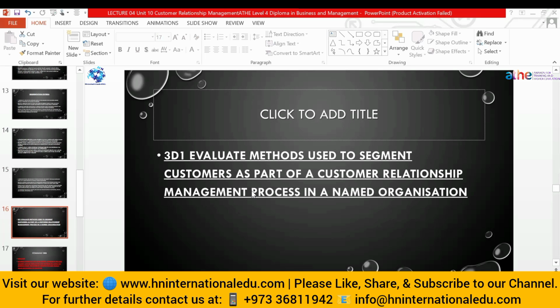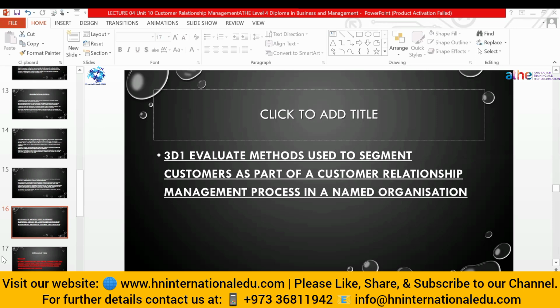Okay. 3D1. Evaluate methods used to segment consumers as part of a customer relationship management process in a named organization. Again, we have to focus on the command verb, that is evaluate. Now we're going to discuss the methods used specifically for the segmentation of consumers in the CRM process. And I chose Apple again first.